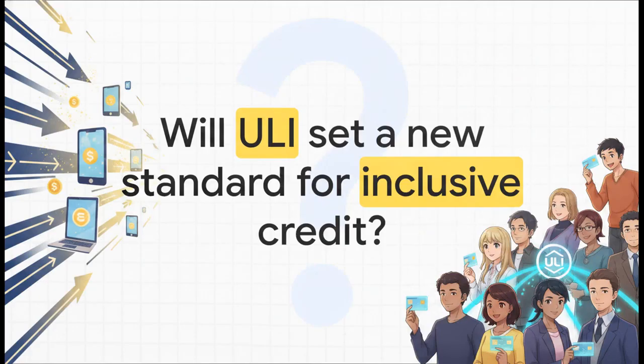Which leaves us with this final provocative thought. ULI is way more than just a tech upgrade. It's a fundamental re-architecture of lending itself. By stripping away all those manual inefficiencies and information asymmetry, it's bringing millions of underserved people right into the formal financial fold. Just as UPI made the nation a global pioneer in digital payments, we really have to ask, will ULI set the new global standard for frictionless inclusive credit? It's an absolutely fascinating space to watch.